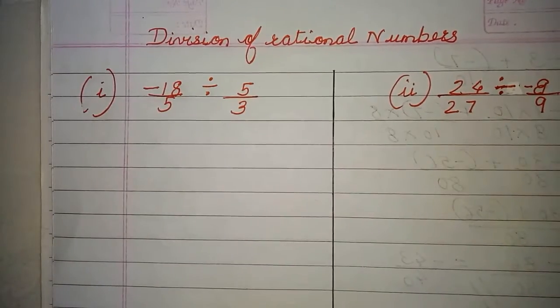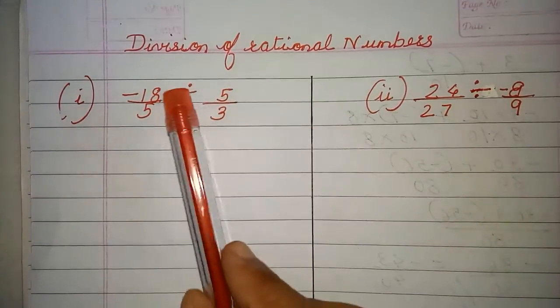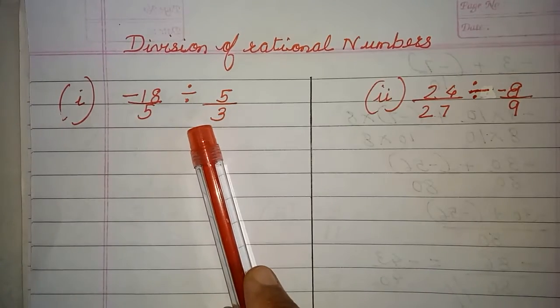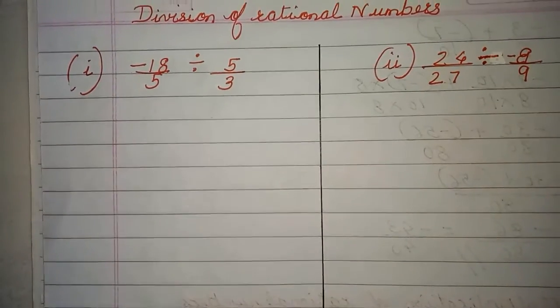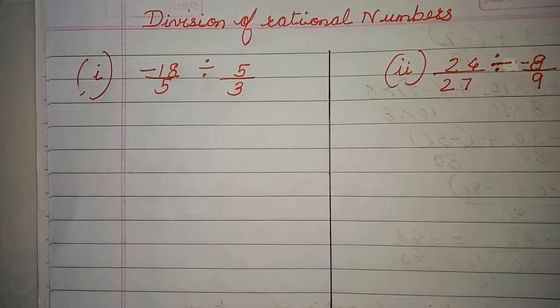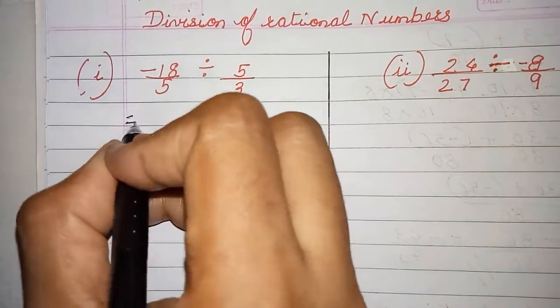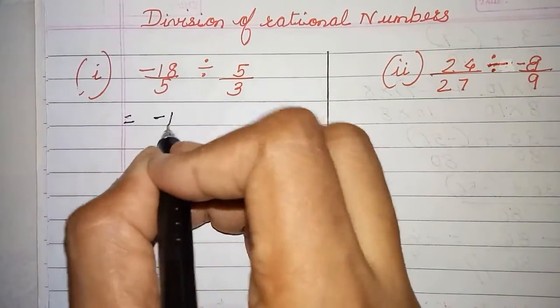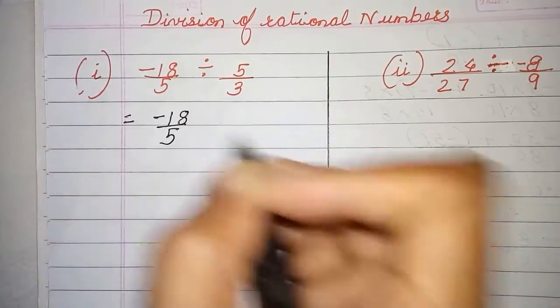The second topic which we are going to learn today is division of rational numbers. Okay, just look at the first one. Now what you have to do here, children, in division of rational numbers, here also like multiplication, you are not going to make the denominator same. What you are going to do is, you are going to write the first number as it is.